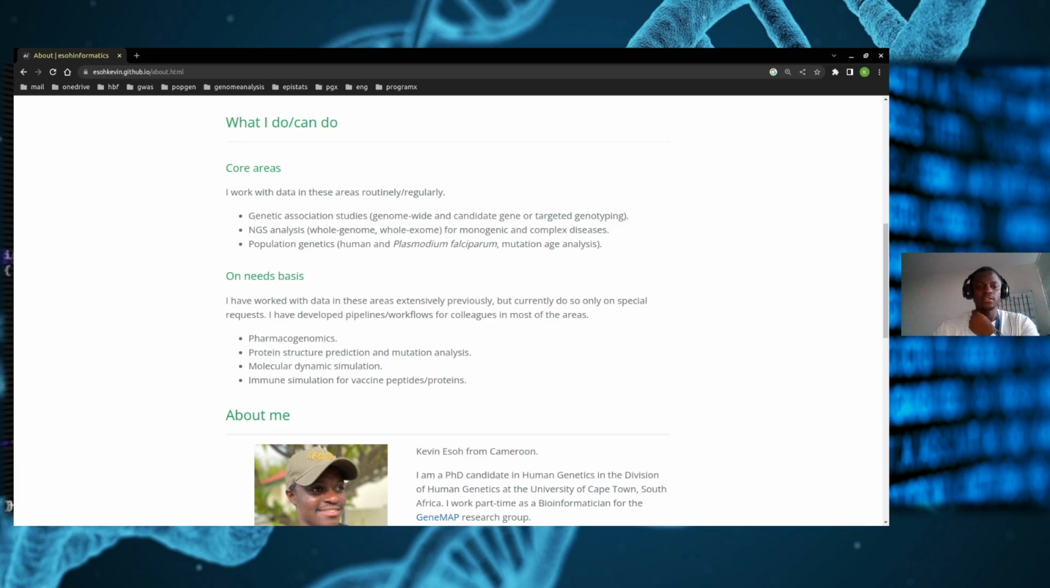And on its basis, upon request, especially by my supervisor for group projects, I do analysis in other areas, including protein structure prediction and mutation analysis for variants that we prioritize in whole exome sequencing studies. And I also do a couple of other analyses, and these are the core areas that I'm going to be producing tutorials for. Check back on the website for tutorials in these areas, especially for GWAS and NGS, and also population genetics.